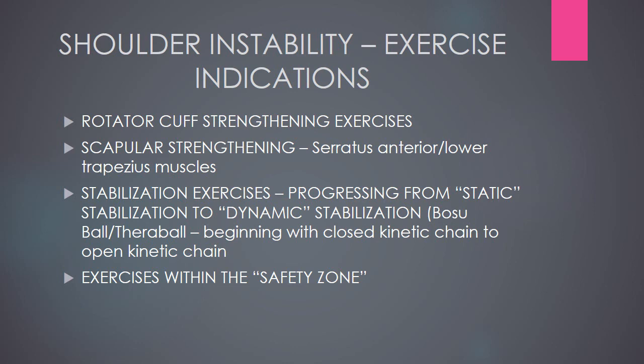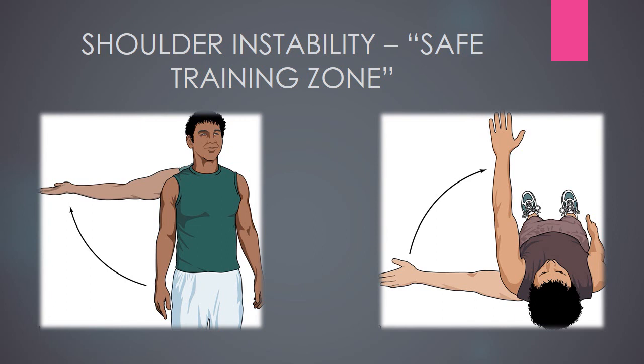Now, the overhead presses may be contraindicated in shoulder instability cases, but the idea is to progress from unstable surfaces to unstable loads to maximally stimulate and activate the shoulder stabilizing muscles. We want to make sure that all of our exercises that we recommend remain within the so-called safety zone for shoulder instability. So here's an illustration that demonstrates the safety zone.